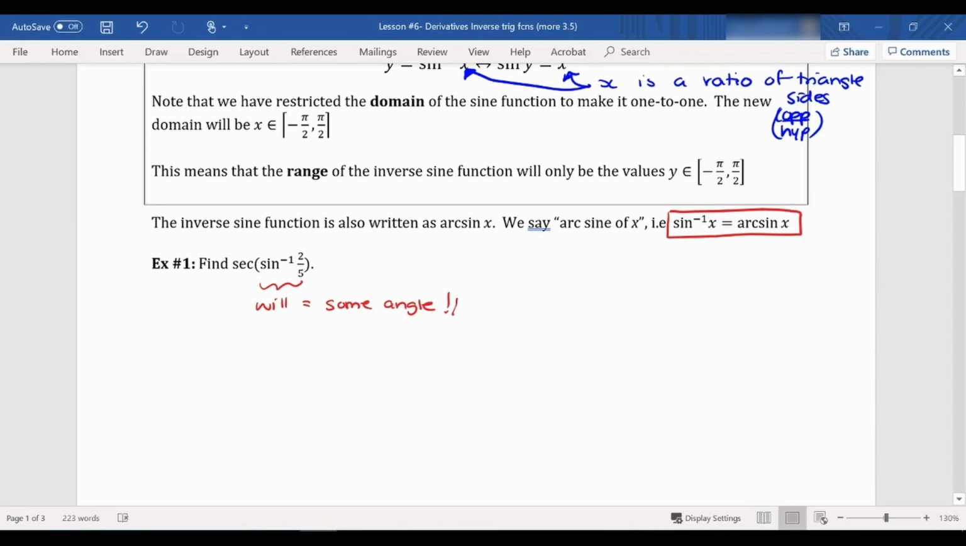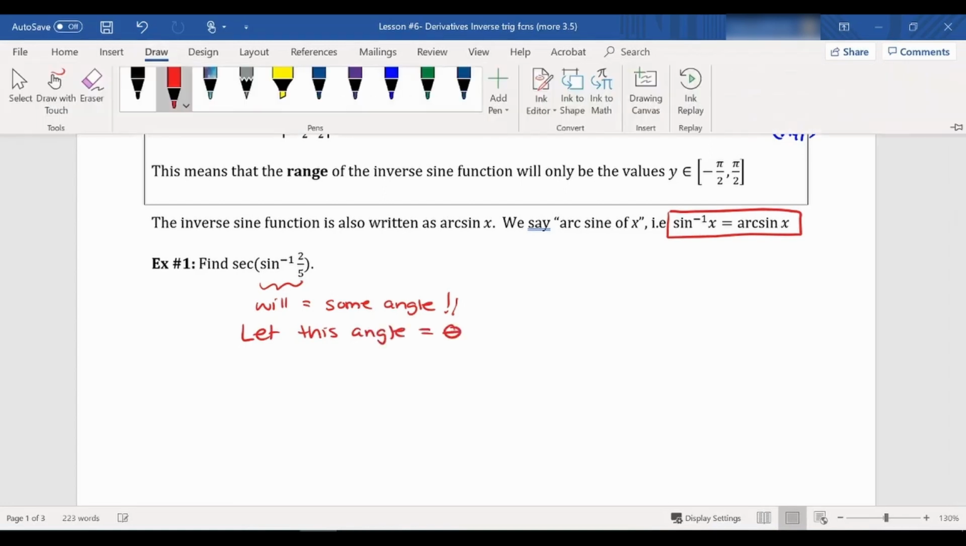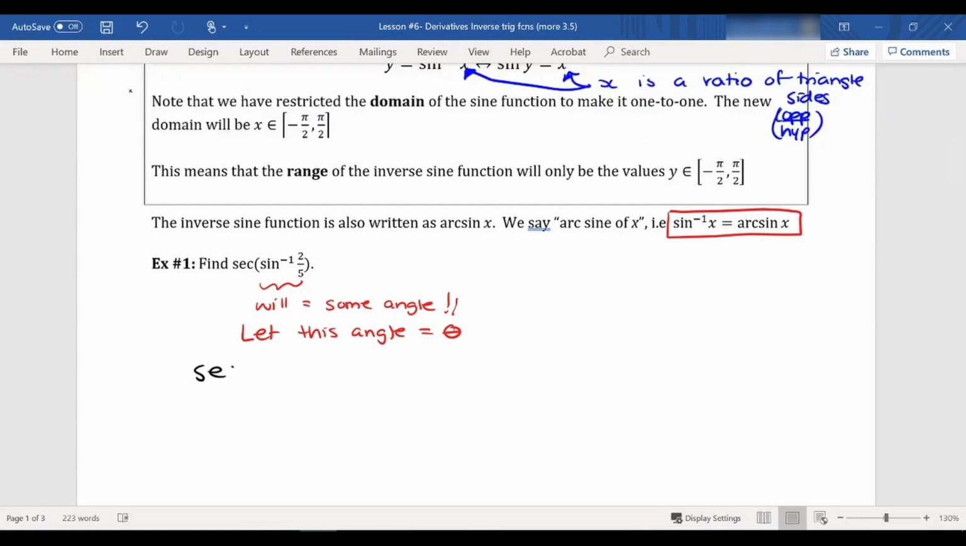Okay. So I'm going to let this angle be theta. Then what I'm actually trying to find is secant theta, or 1/cosine theta. Now, the problem is we don't know theta. We need to find theta.